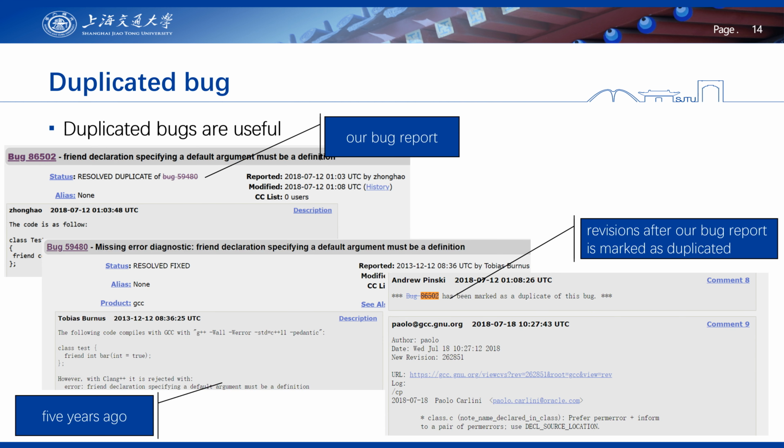Some of our found bugs are marked as duplicated. However, we found that some duplicate bugs are also useful. In this example, we report a bug to GCC, but our bug report is marked as duplicate with an old GCC bug. This old GCC bug was reported 5 years ago. It had not been fixed until our bug was reported. Indeed, only 1 week after we reported our bug, this old GCC bug was finally fixed.